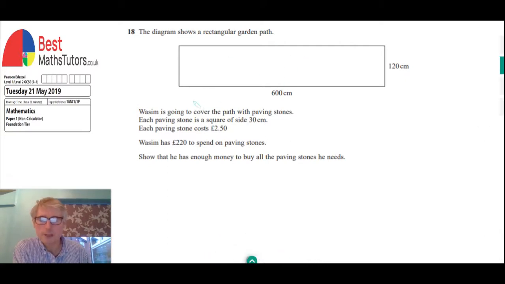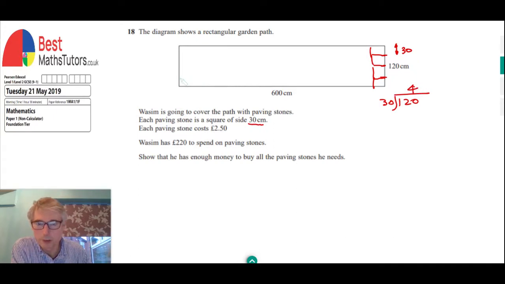If we look at the dimensions that are given, we can see it's a rectangle with a height of 120 centimetres. Since we've got squares that are 30 centimetres in side, we could divide 30 into the 120, and we'd get 4 in height. So we could get 4 squares like this in height, each one with a side of 30 centimetres. We could find that by dividing 120 by 30, and we would get 4 as our answer.